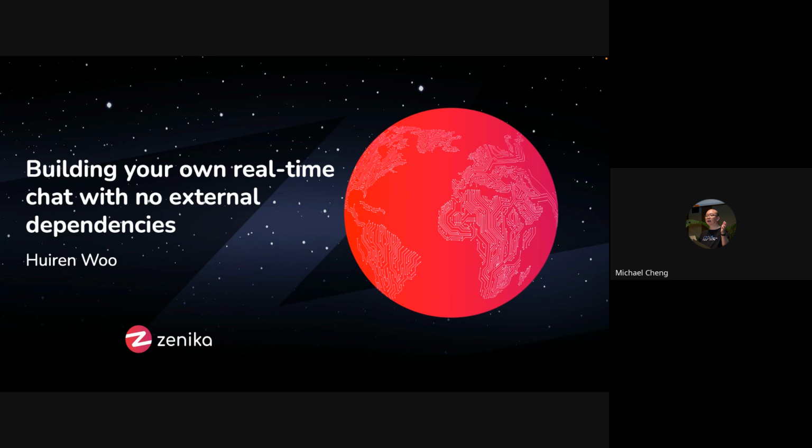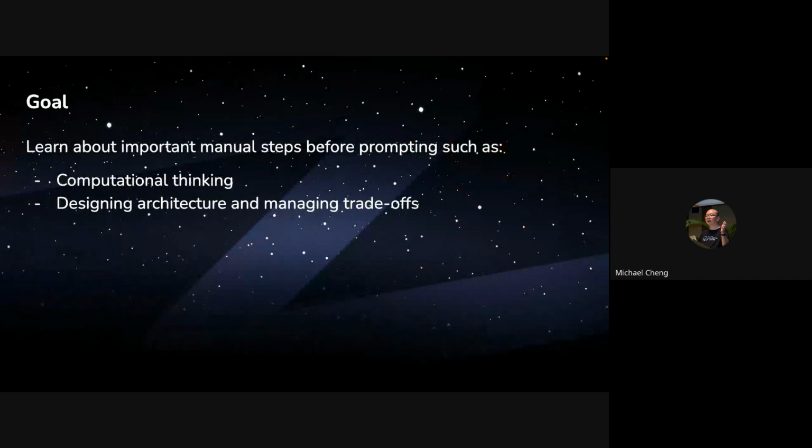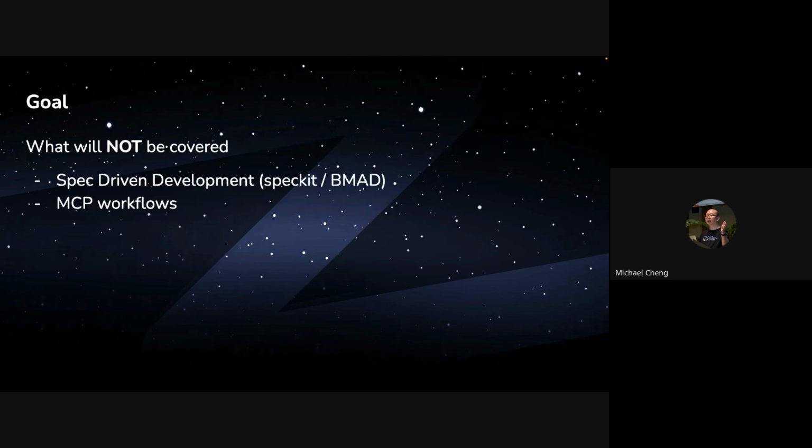So it's going to be more about how you can eventually guide your LLM to code the application for you as well. The goal of the presentation is to learn more about the manual, important steps to prompt. So you learn about computational thinking, how to design your architecture, and how to manage your trade-offs, right? Because in engineering, there are always a lot of trade-offs that we are constantly making for each decision, right?